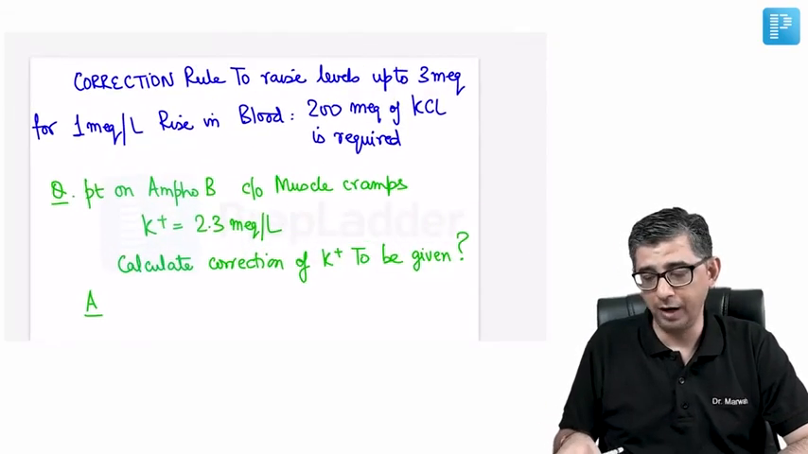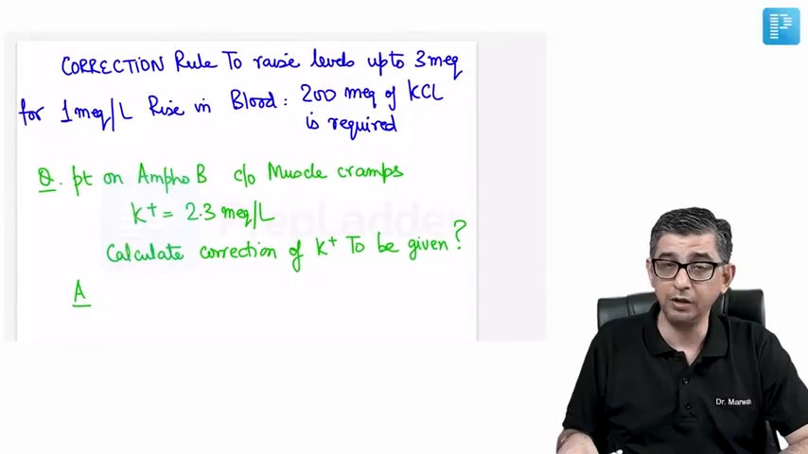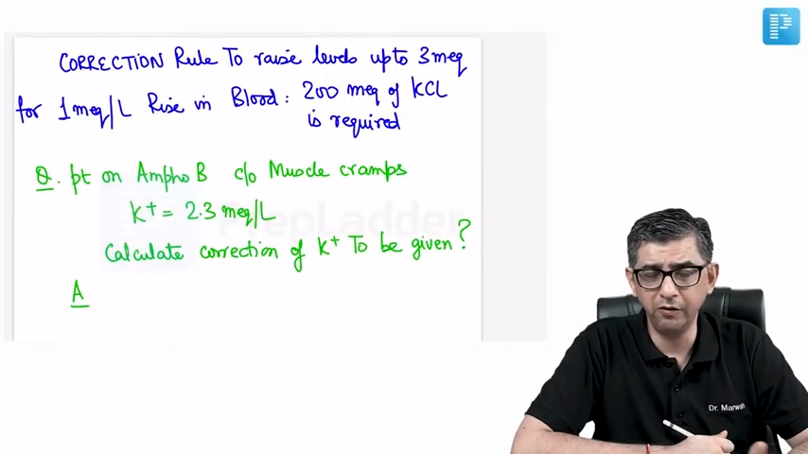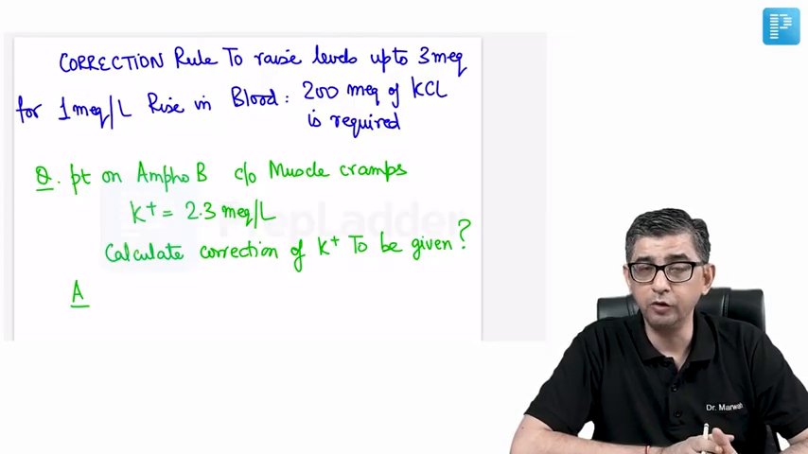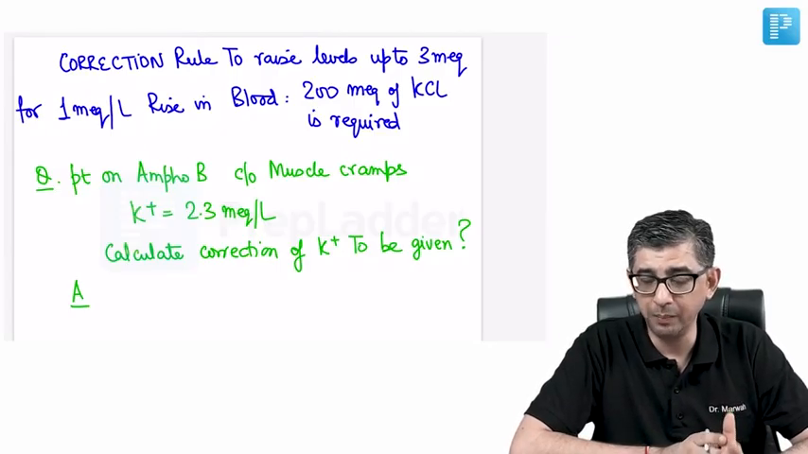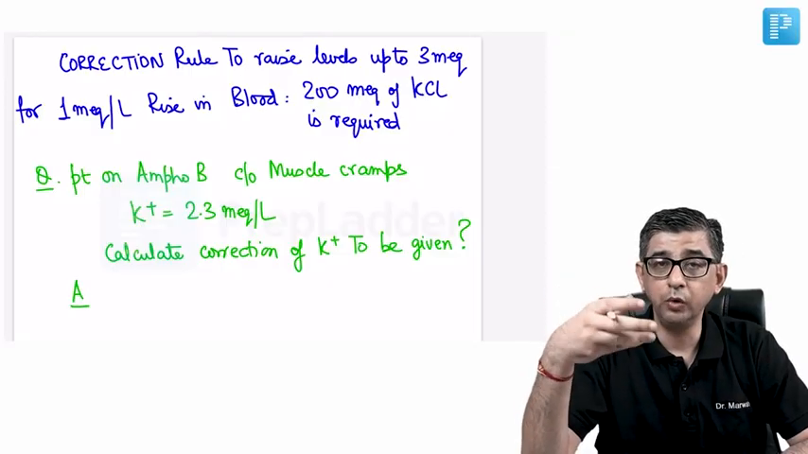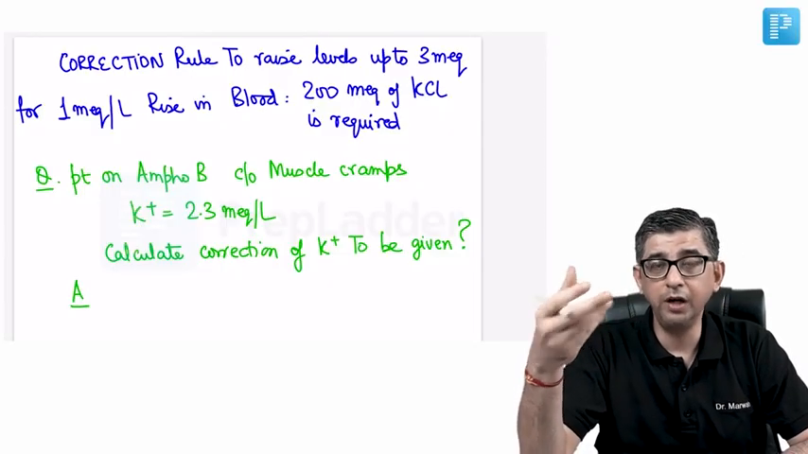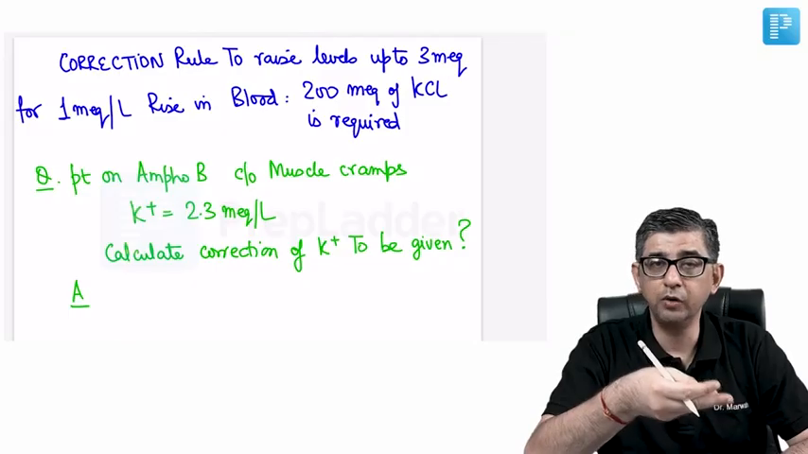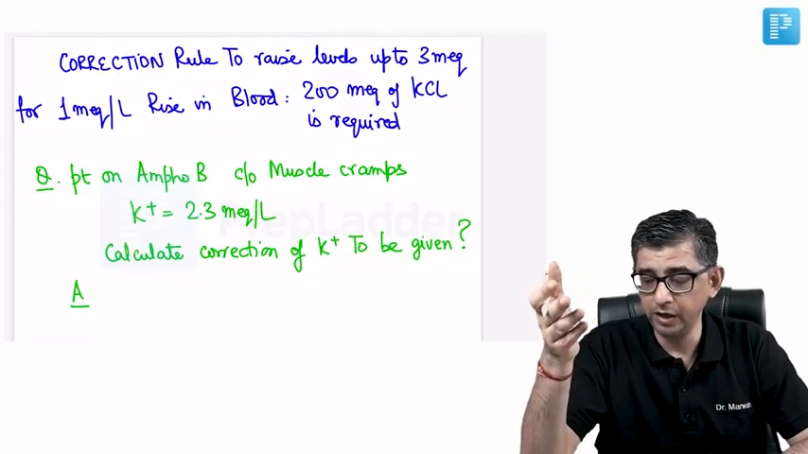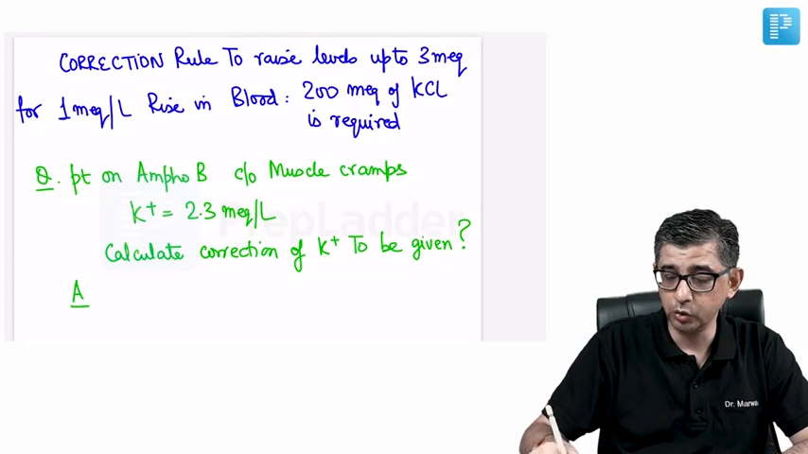When it comes to a patient having hypokalemia and the values are less than 3, let me say the values are down to 2.5 or even lesser than that, I need to give a correction. Now the formula for correction that you need to remember is, if I want potassium to rise by 1 milliequivalent, suppose it is 2.1 and I want to increase to 3.1, that is a rise of 1, then I need to give 200 milliequivalents to the patient.